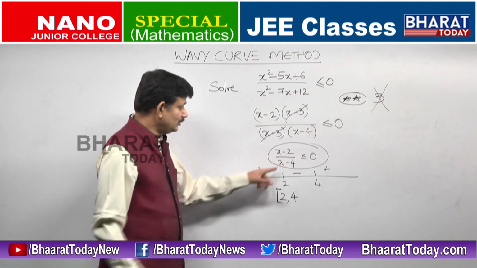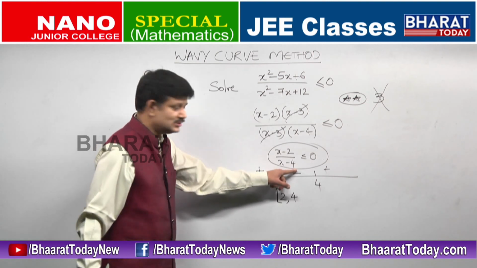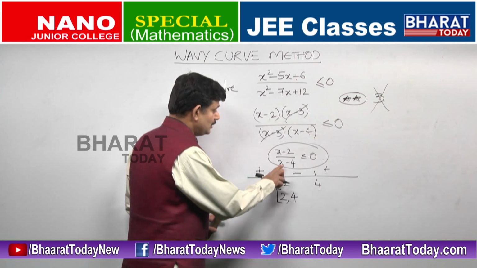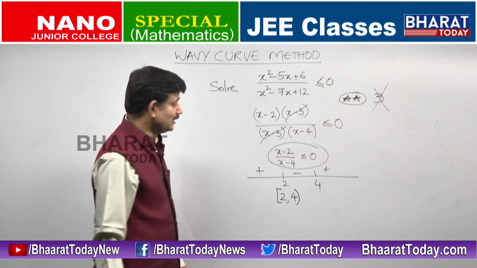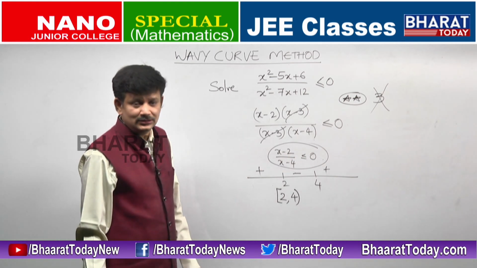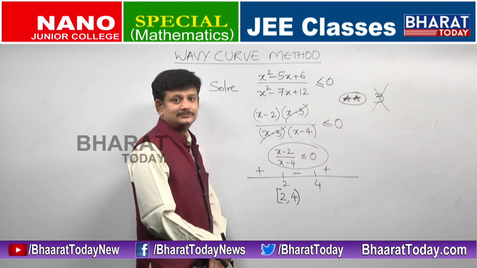Whereas can x be 4? 4 minus 4, denominator is becoming 0. Denominator 0 is like a bomb below your seat. Never ever let it be 0. So x can never be 4. It has to be an open interval. Though equality is given here, denominator is becoming 0, which is never allowed. So 2 to 4. Is this your answer?